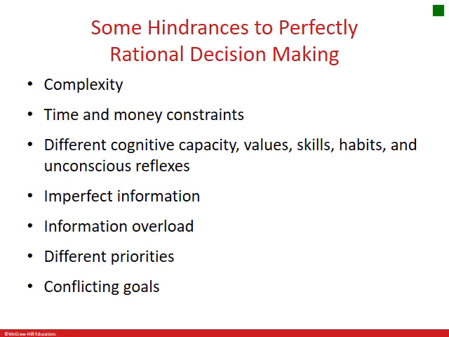This slide displays some hindrances to perfectly rational decision making. You can read them, but I think it's pretty clear to see how any of these can disrupt the perfect rational decision-making process. A lot of times we don't have perfect information. A lot of times we have too much information. What do we do about time and money constraints and conflicting goals? These are all things to think about when discussing the rational decision-making model.